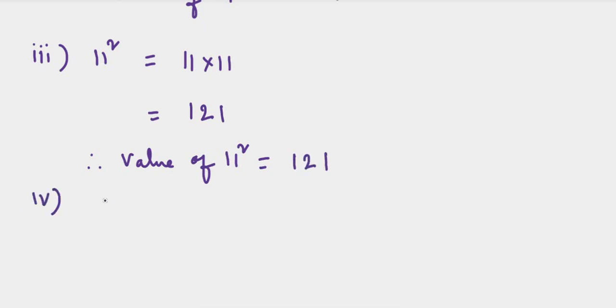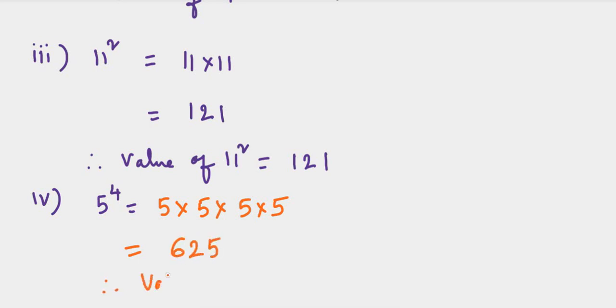If we look at the fourth question, it is 5 to the power of 4. 5 to the power of 4 is equal to 5 multiplied by 5 multiplied by 5 multiplied by 5. 5 fives are 25, 25 fives are 125, 125 fives are 625. Therefore the value of 5 to the power of 4 is equal to 625.